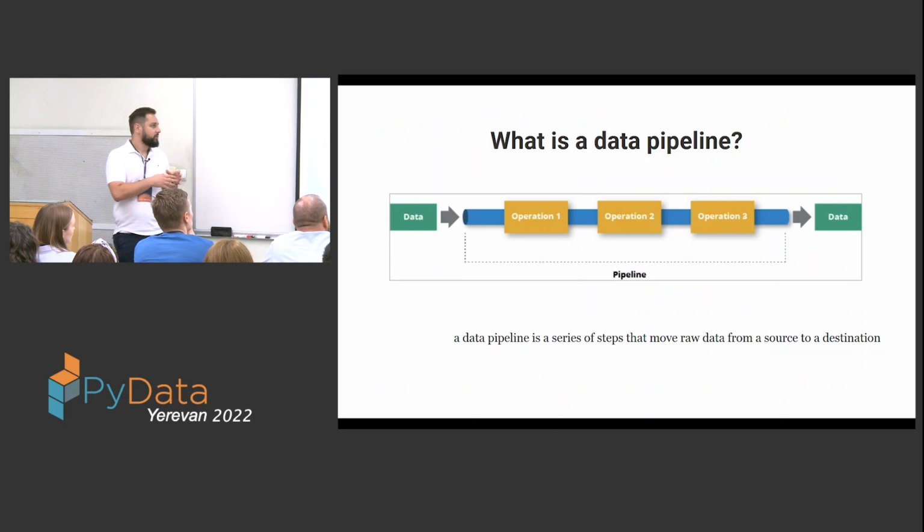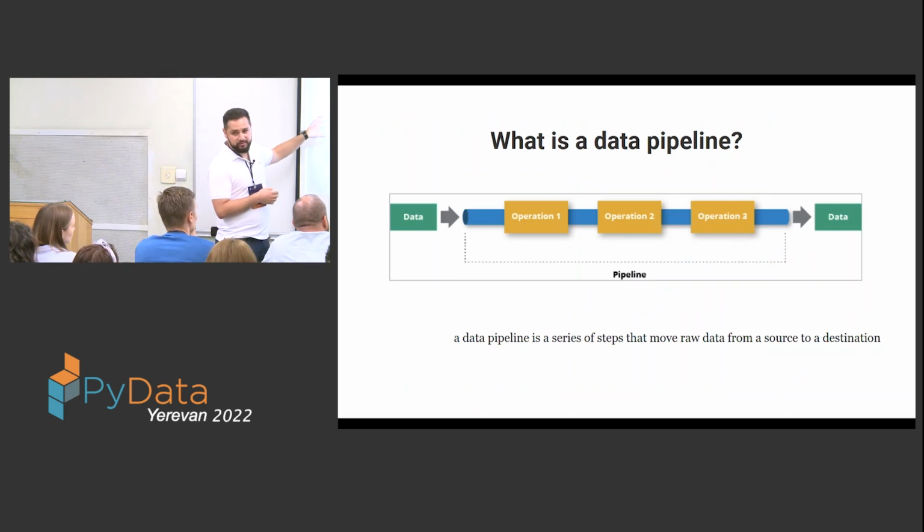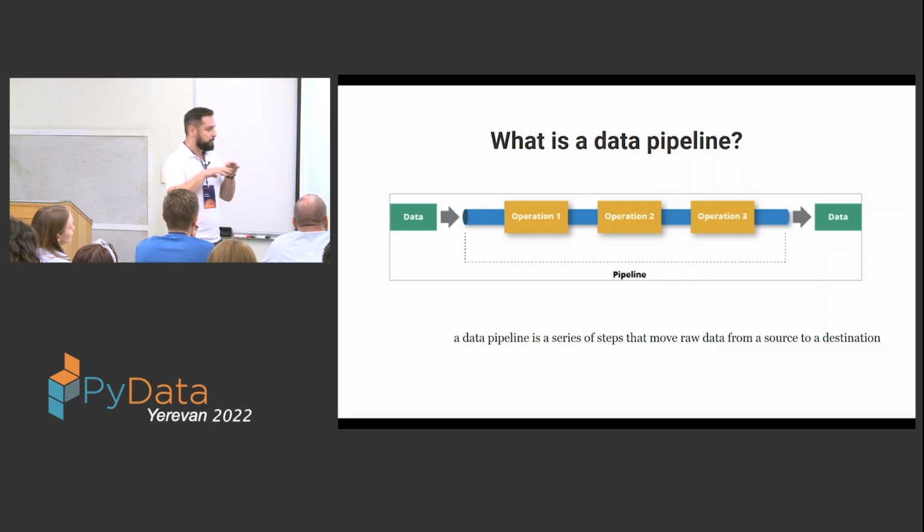Here you see just a simple schema of a data pipeline. This one is a source, the place where we are getting raw data. We have intermediate processing steps: operation 1, operation 2, and 3. There can be more operations, this is just an example. And the last one is a target, the place where data gets loaded when it's already processed. Just a brief definition of a data pipeline: it's a series of steps that move raw data from source to destination.